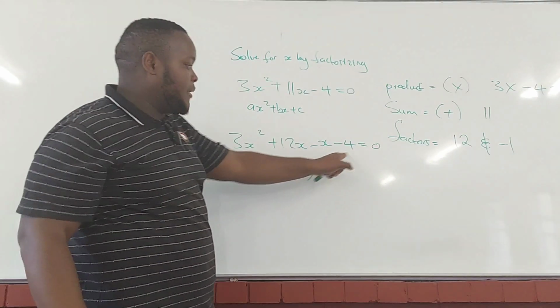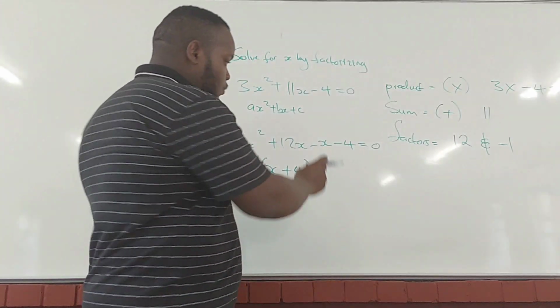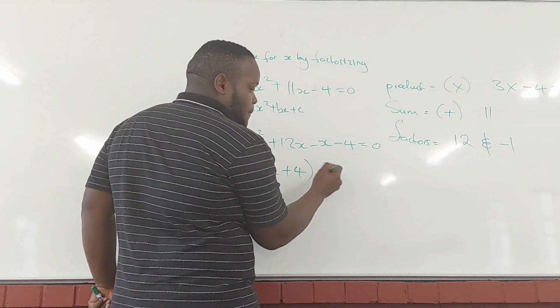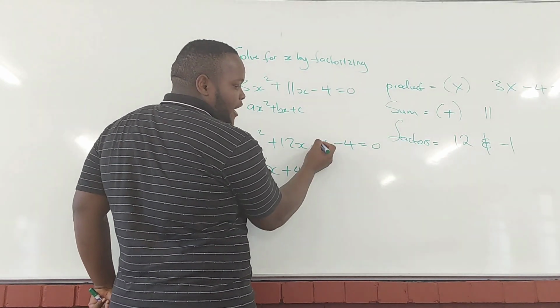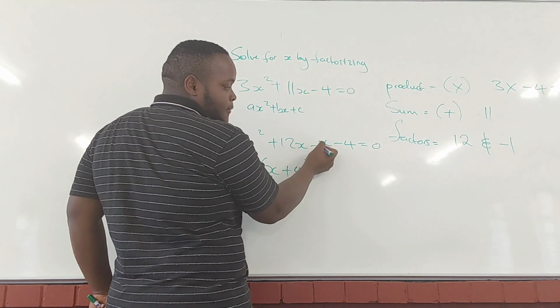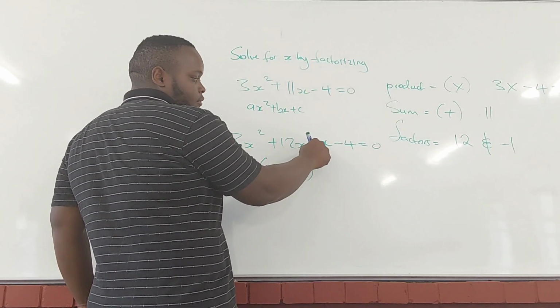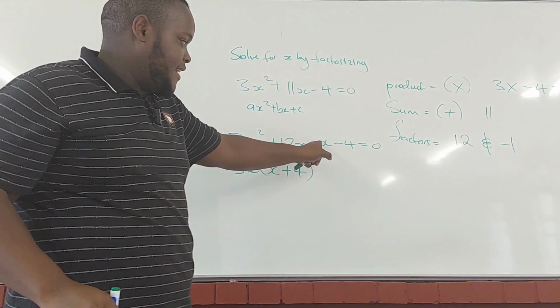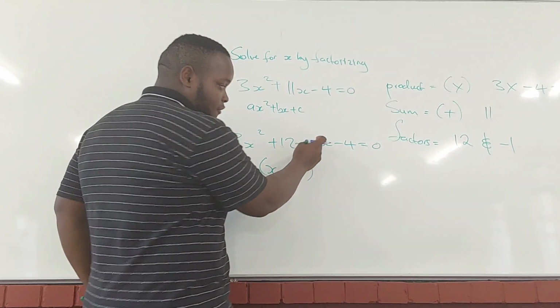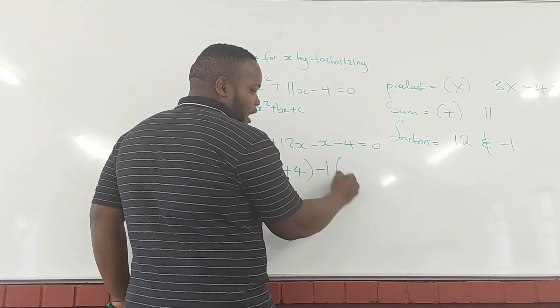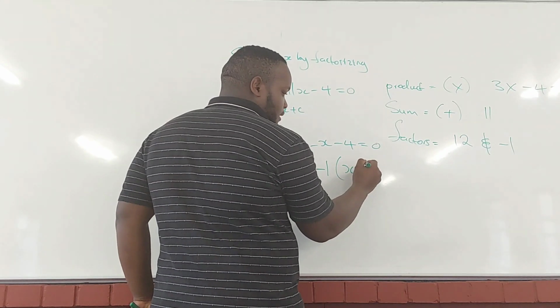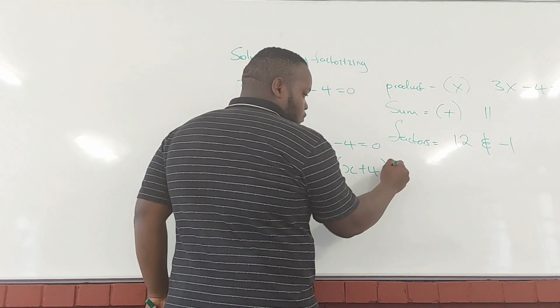Then I focus on my last two terms, which is negative x and negative 4. With negative x and negative 4, the coefficient here is 1, so negative 1. I'm going to take out negative 1. I'll be left with x plus 4, which is equal to 0.